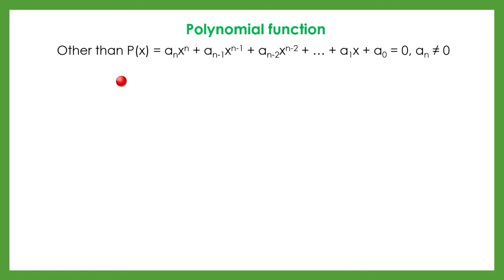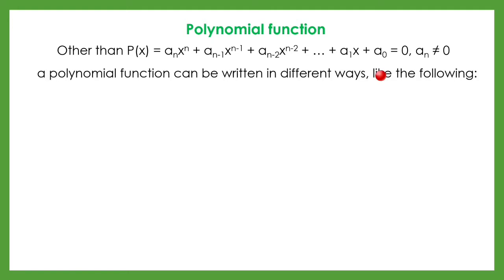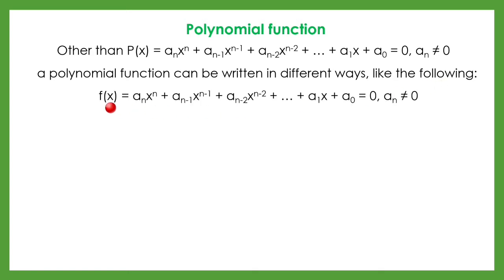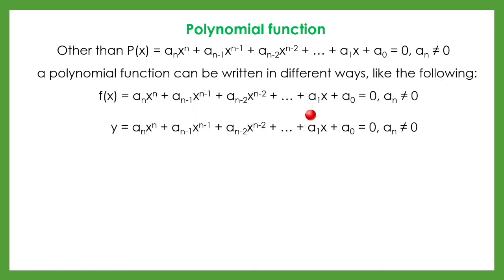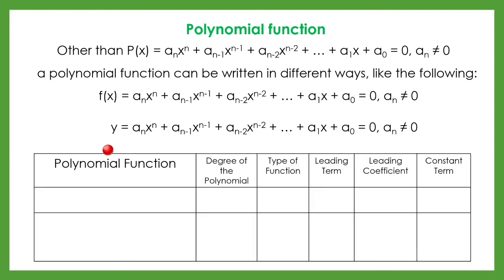Polynomial function, so, other than this form, may iba pang form ang ating polynomial function. A polynomial function can be written in different ways like the following. So, we have f of x equals yung kanyang form, and then or y equals this form. So, pwedeng ibang letter ang gamitin, hindi lang p of x, pwede ring f of x, pwede ring letter y, or other letters. Let's have examples of polynomial function. Then, determine natin yung degree of the polynomial, kung anong type of function, what is the leading term, what is the leading coefficient, and what is the constant term.